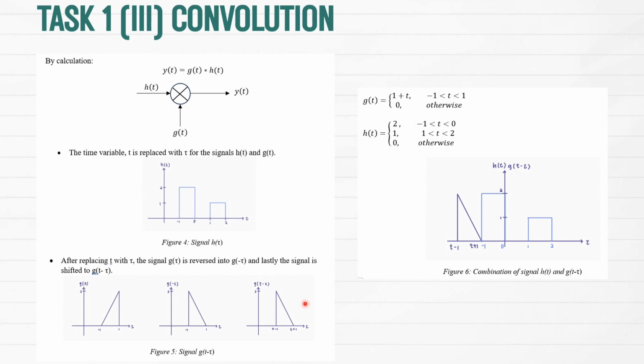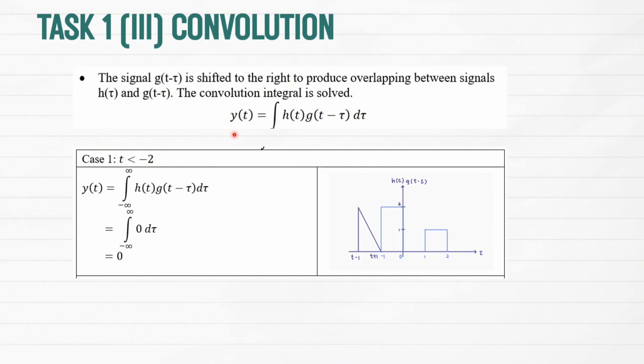The h(t) is then multiplied with g(t - tau) to get the output signal y(t). This is the combination of the signal h(t) and g(t - tau). Then, the value of the output signal is found by integrating the multiplication of the two signals from negative to positive infinity as shown in the slide. This equation is called the convolution integral.